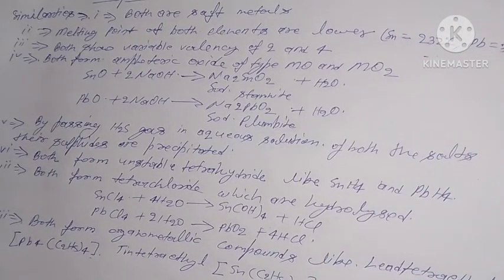Sixth point. Both form unstable tetrahydrides like tin tetrahydride and lead tetrahydride. Both form tetrachlorides which are hydrolyzed. And eighth point, both form organometallic compounds like lead tetraethyl and tin tetraethyl. Okay.